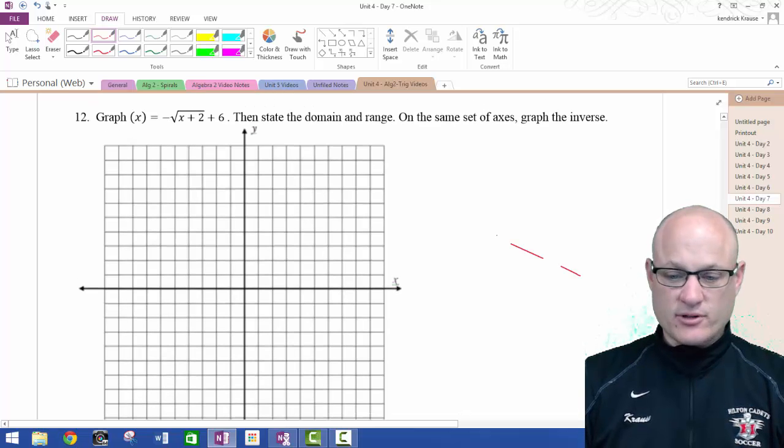All right, this one has a reflection. Again, it's a square root function, so I'm only going to be using square roots.